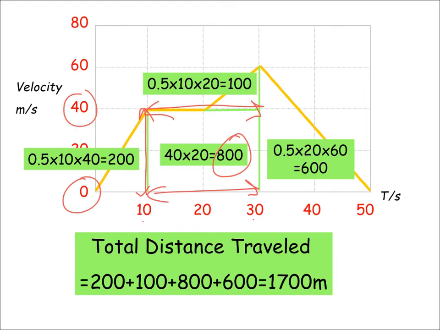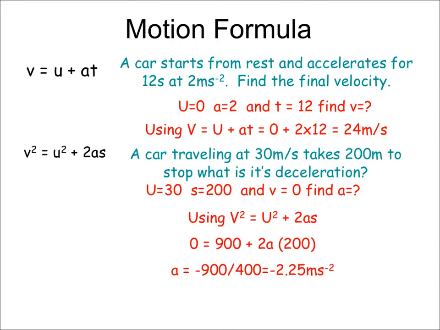Now, if we find the area of the others, some of them triangles, we need the half there for the triangle. We find those three triangles, we find those three areas in terms of meters, add them all together, and we find that the thing has travelled 1,700 meters or 1.7 kilometers during the transit. And that's the beauty of the velocity time graph.